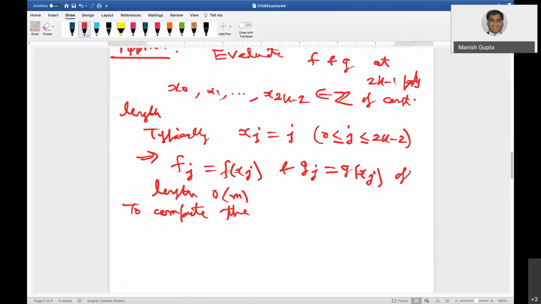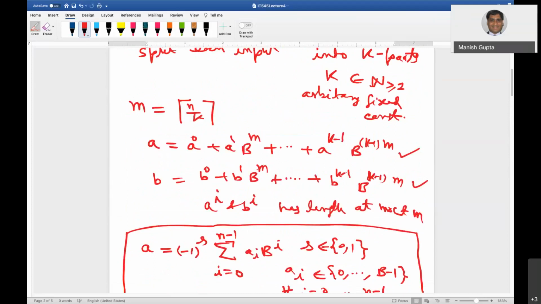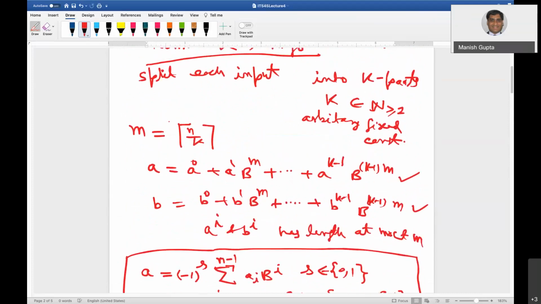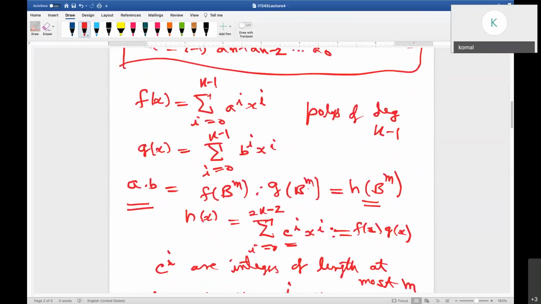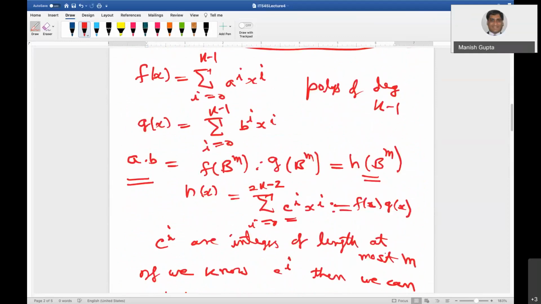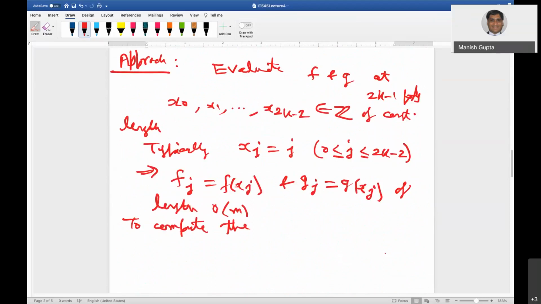So basically, we are just taking the two numbers A and B, splitting into k parts, right? Like A0, A1, up to A(k-1). Forming the corresponding polynomials, writing the product as a product polynomial, right? And choosing these points. That's the thing, right? Okay, so I think we can quickly look at it. It's not very difficult.